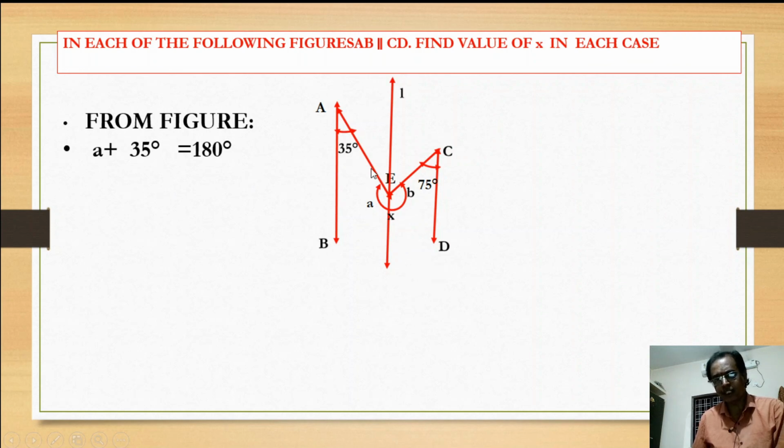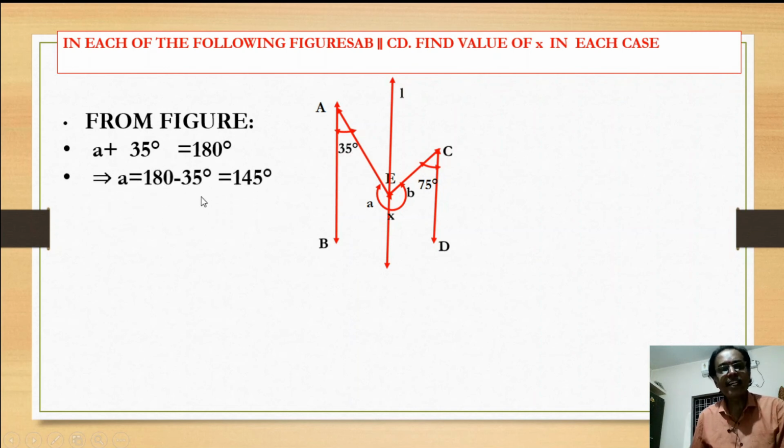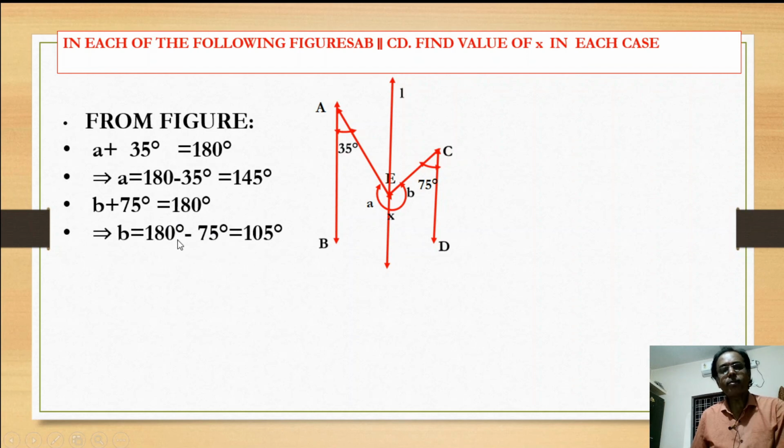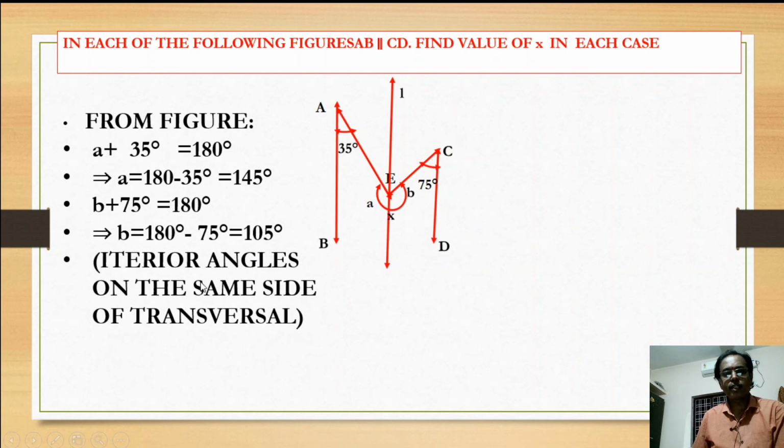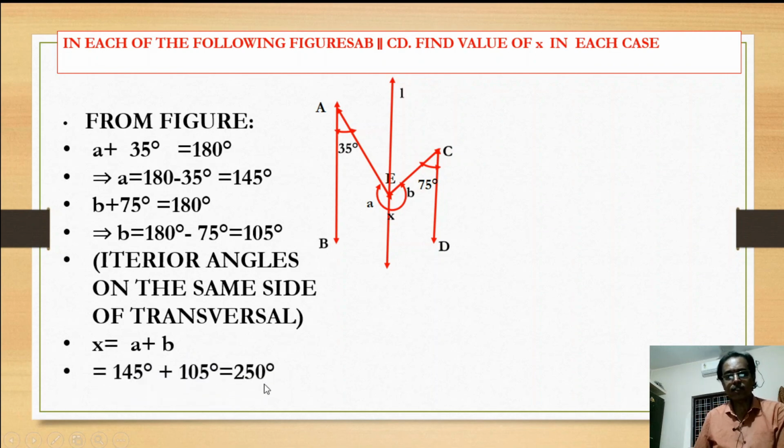It is clear. Once again same condition. Here this line is a transversal. A and 35 are the interior angles on the same side of the transversal, those are supplementary. So A plus 35 is equal to 180 degrees, then A is equal to 180 minus 35 degrees, that is 145. And again in a similar way this line is parallel to CD. B plus 75 is equal to 180, that is supplementary. Then B is equal to 180 minus 75, 105 degrees. So interior angles on the same side of the transversal are supplementary. Now we need to get X is equal to A plus B, then 145 plus 105 is equal to 250.